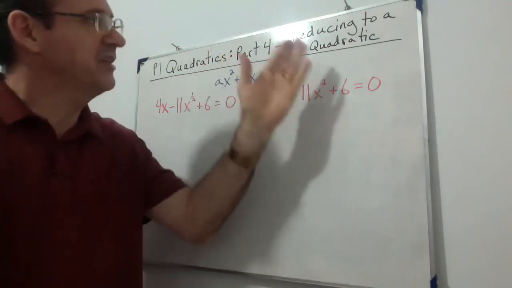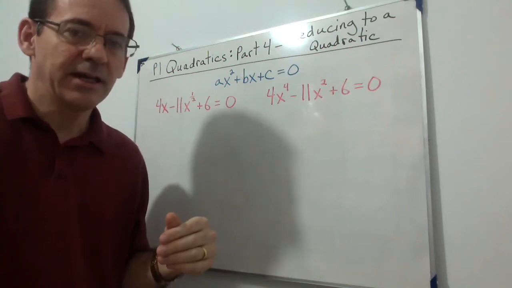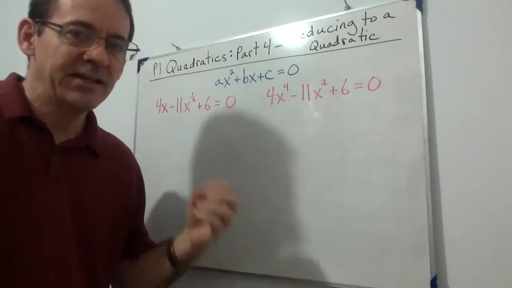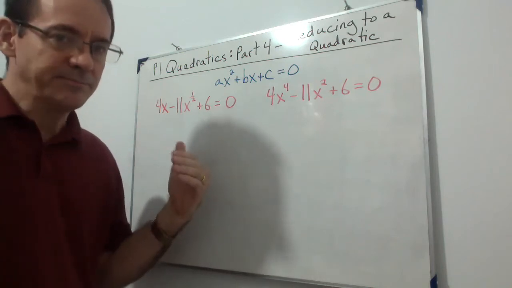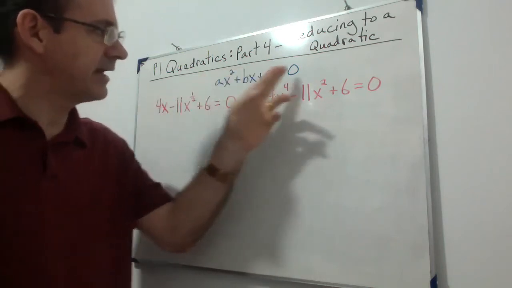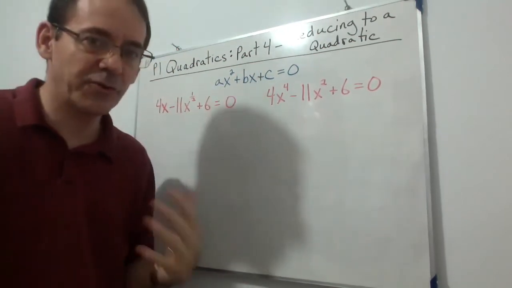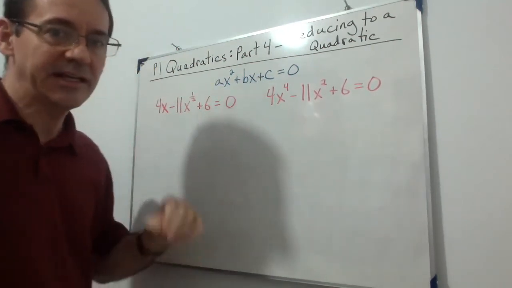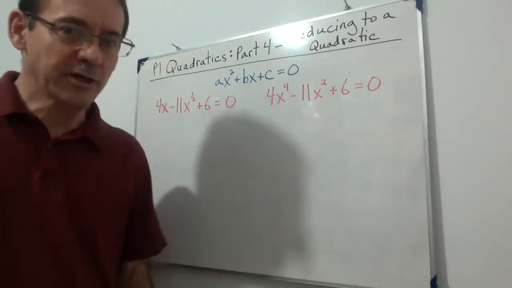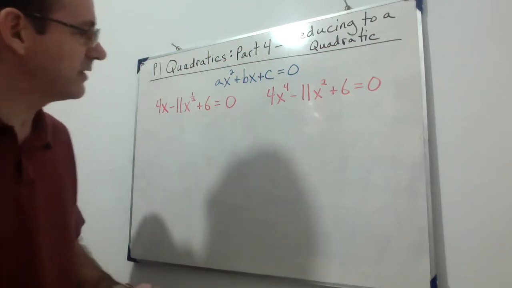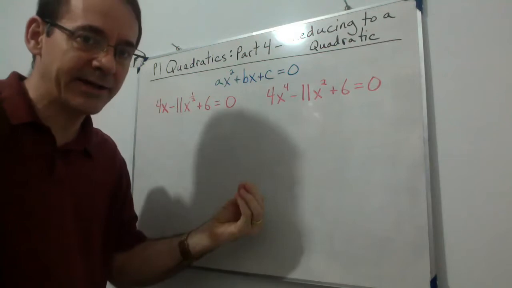So this reducing to a quadratic is going to be an important skill for you because not every equation that you run into looks exactly like this ax squared plus bx plus c equals 0 format that you're used to seeing when it comes to a quadratic. So what you're going to be looking for specifically are the exponents, the exponent pattern.